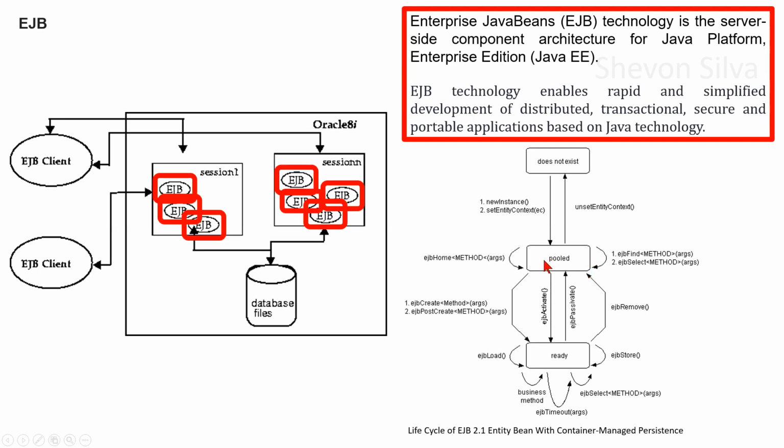Pooled interacts with ready. EJB create, then EJB post create are passed from pool to ready. EJB loads are passed from ready to ready. Business methods are passed from ready to ready. EJB timeout are passed from ready to ready. EJB select is passed from ready to ready. EJB store is passed from ready to ready.